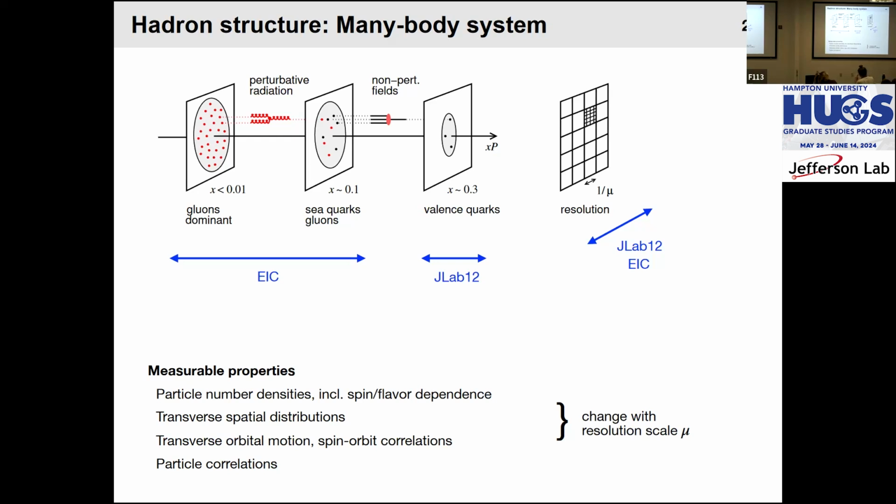And again, as a reminder, before we go into the EIC experiments, this picture also summarizes the measurable properties of the system. These are the particle number densities, including their spin and flavor dependence, the transverse spatial distributions of the partons, the transverse orbital motion, including spin-orbit correlations, and even particle-particle correlations. And all these properties change with the resolution scale in a way that we developed earlier.